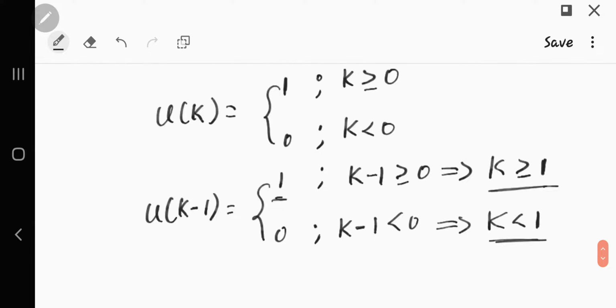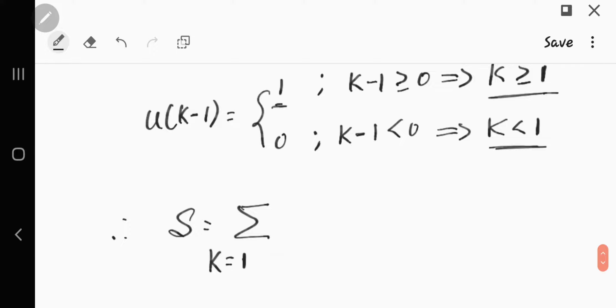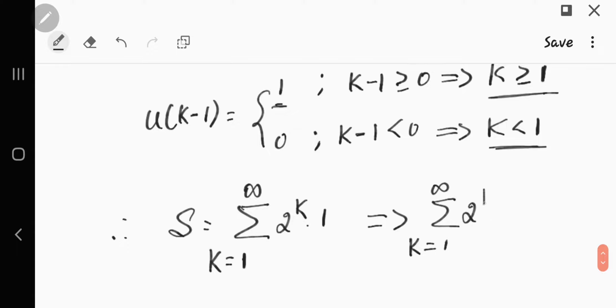So that is the meaning of this. So let's apply this limit and make u of k minus 1 as k minus 1 is equal to 1. So therefore, S is equal to summation, since u of k minus 1 will be 1 for the limit k greater than or equal to 1. So the limit changes from 1 to infinity, 2 to the power of k into 1. So this gives us summation k is equal to 1 to infinity 2 to the power of k.